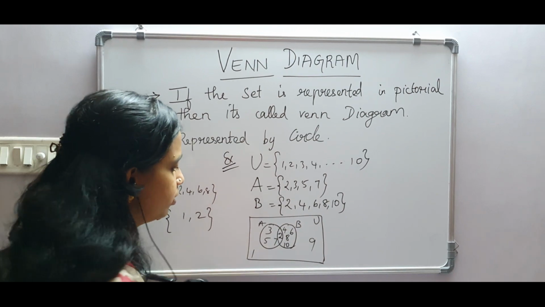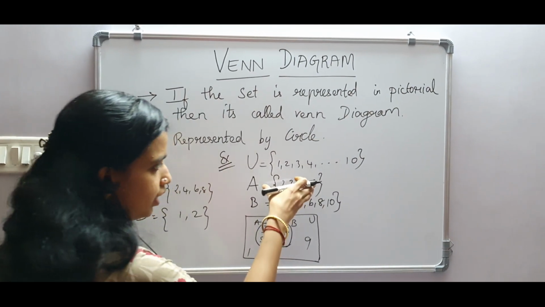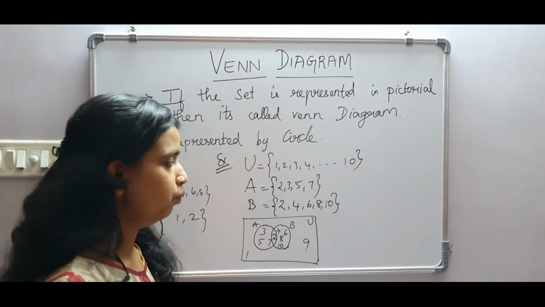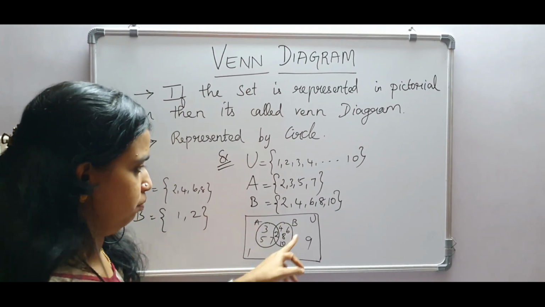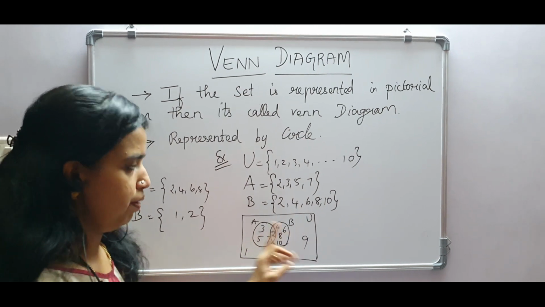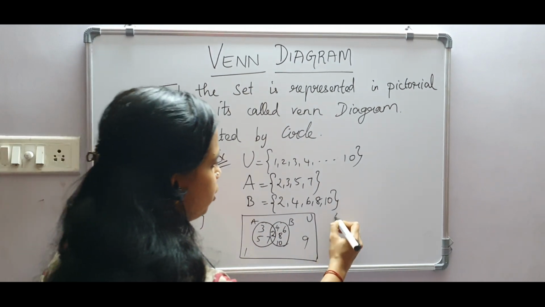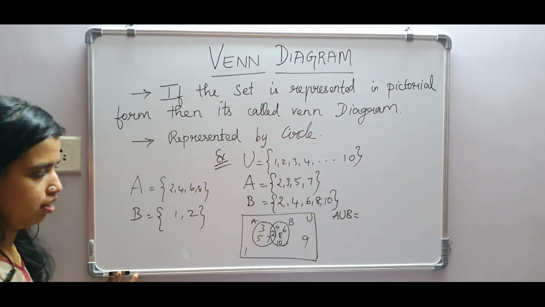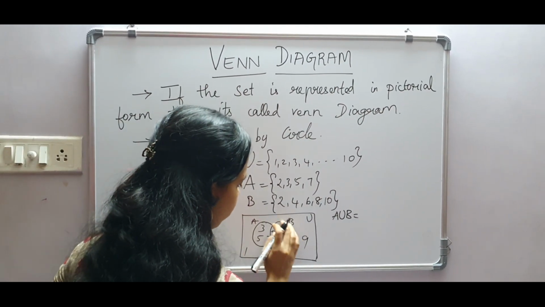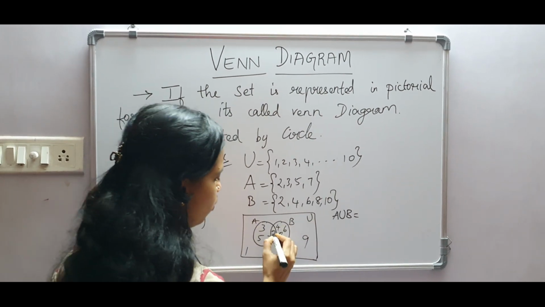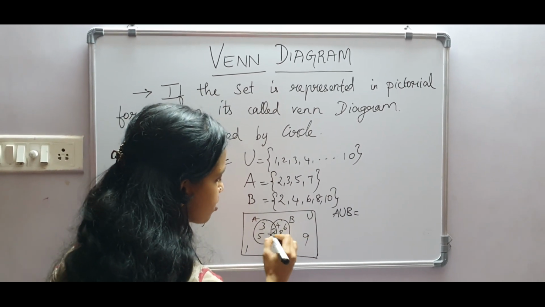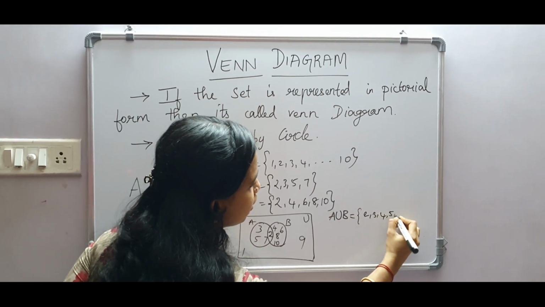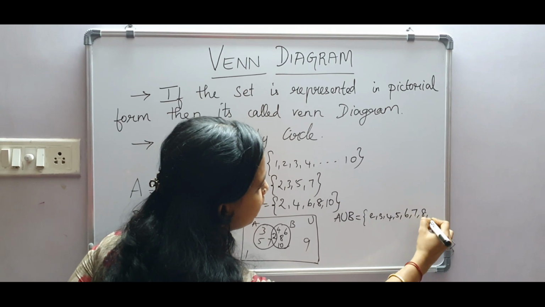This circle alone represents the A elements and this circle alone represents the B elements. So this is the form of one Venn diagram. This is the universal set, and A and B. We are going to find A union B. What we will do is combine those two sets. Whatever numbers you have written here, we have to write here. So A union B is 2, 3, 4, 5, 6, 7, 8 and 10.